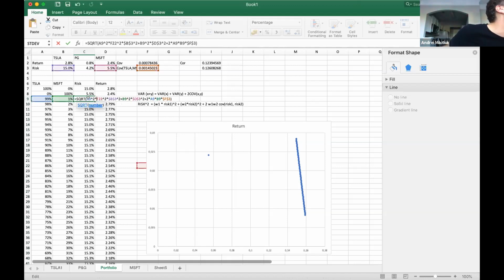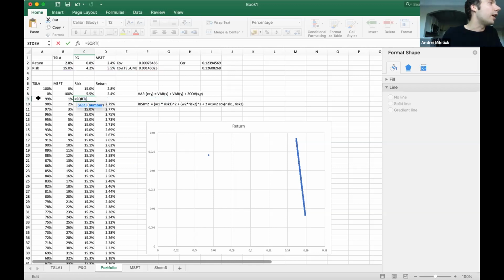Okay, so 99% squared times... What is F22? That's a blank, that sounds wrong. So it should be Tesla. Yeah, let me replace this. Let me actually do the whole thing. So it's 99% squared times, the good thing, guys, you will remember this formula very well.